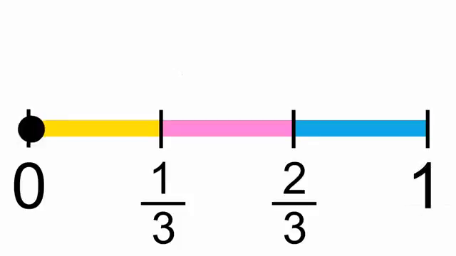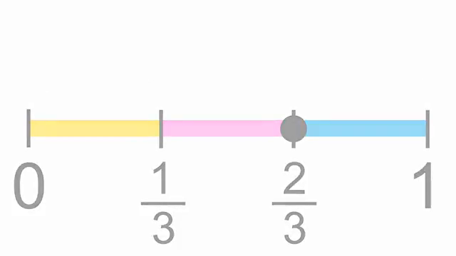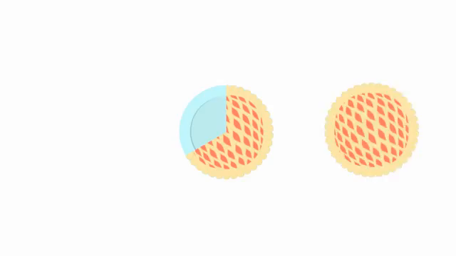So, to show 2/3 on a number line, we put a dot right here. Notice that it's closer to 1 than it is to 0. Let's ask ourselves, does this make sense? Well, when we have 2/3 of a pie, that's closer to being a full pie than an empty pie, right? Okay, let's look at some other fractions.